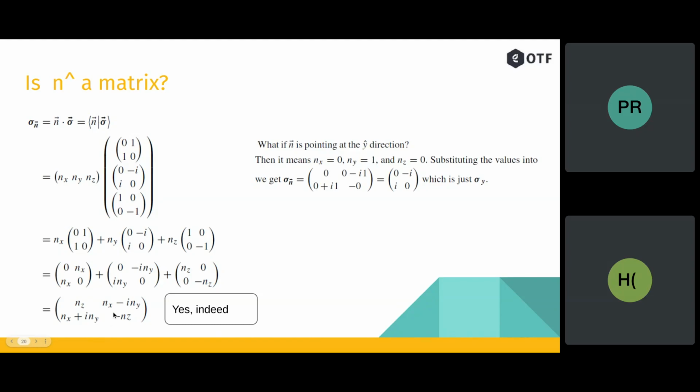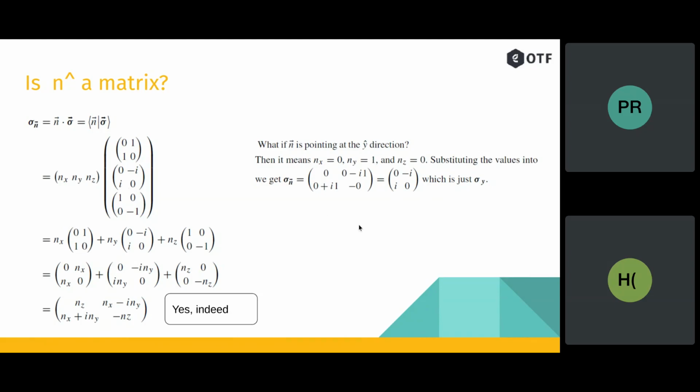But if you want to really justify this, you can try zeroing, let's say x is 0 and z is 0. If that happens, its value is 0, 0, minus i and 0, with i and then minus. So this is equal to 0, minus i. But this is what we call sigma n. So sigma n turns out to be sigma y.